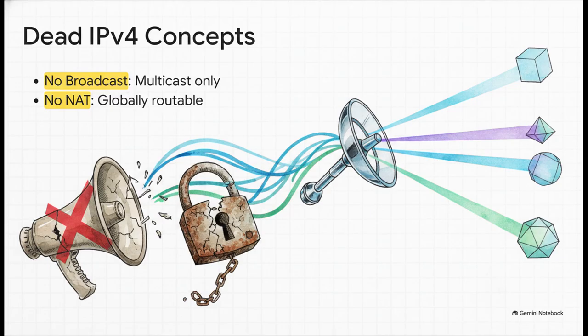First off, broadcast is dead. Multicast replaces it entirely now, so tools like pinging 255.255.255.255 are totally meaningless on an IPv6 network. Also, NAT is largely absent, because every single device is potentially globally routable now. Your firewall design and all your baseline security assumptions just have to change entirely.